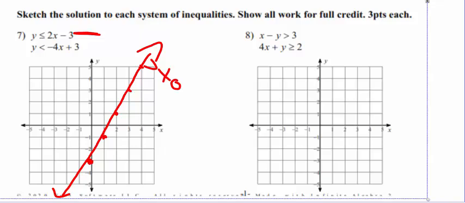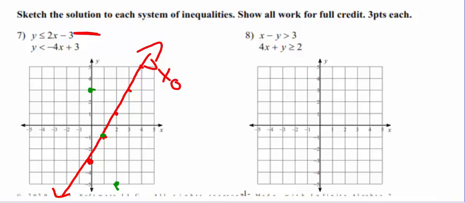So the next one, we go up to positive 3 and put a dot. Now we have to go down 4 over 1 because the slope's negative 4. So I go down 4 over 1, down 4 over 1. I'm going to have to do the best I can at connecting the dots here. And it needs to be dotted as well because it does not have an equal sign. And less than, again, is the side you cannot walk on.